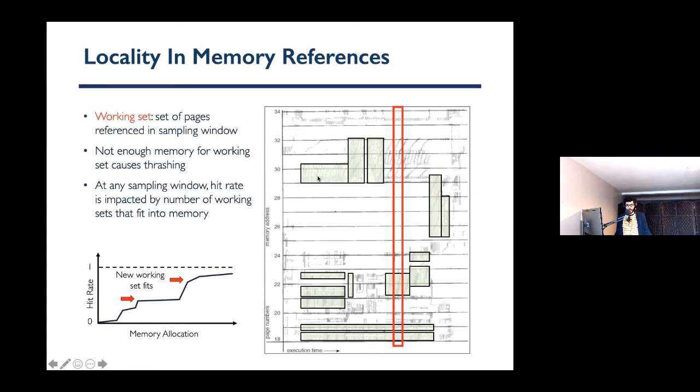And by the way, each one of these boxes, we call them a working set. So this is a working set. This is a working set. It means a set of pages that I'm referencing in the same window of time, right? So at each one of these jumps, I am able to bring one of these working sets to memory. That's why I get a jump in my hit rate.